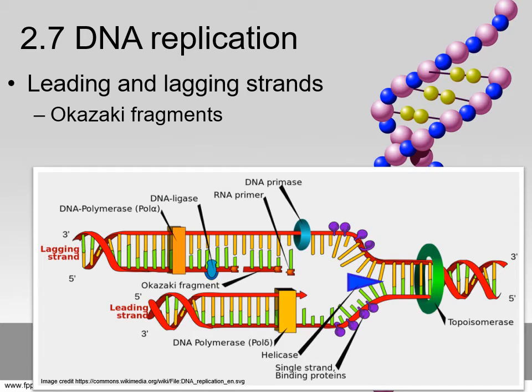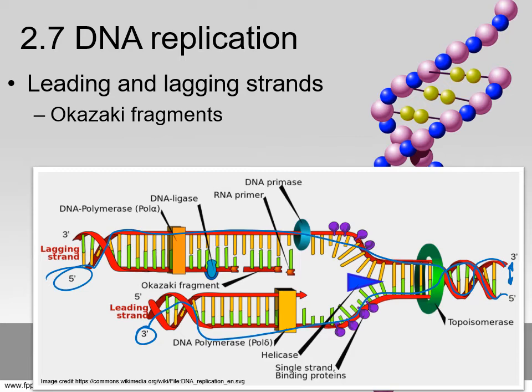So what happens because this polymerase can only go in a 5' to 3' direction is we end up with DNA replication happening in separate directions on the 2 strands of DNA. Remember that our DNA is antiparallel. So this guy goes 5' to 3', and then this guy goes 3' to 5'. DNA polymerase can only go in one direction.